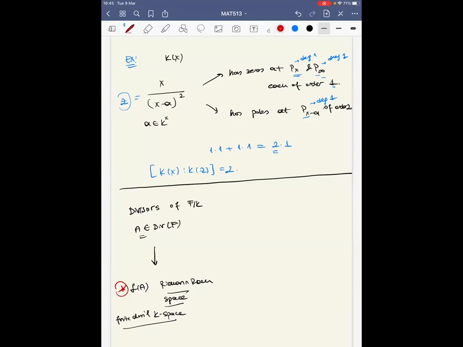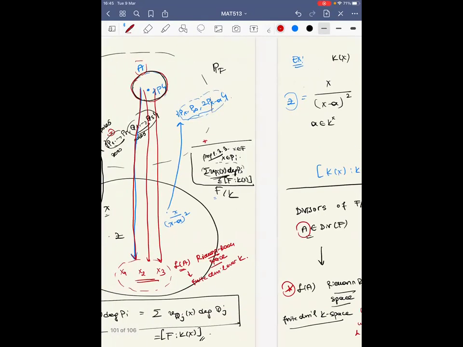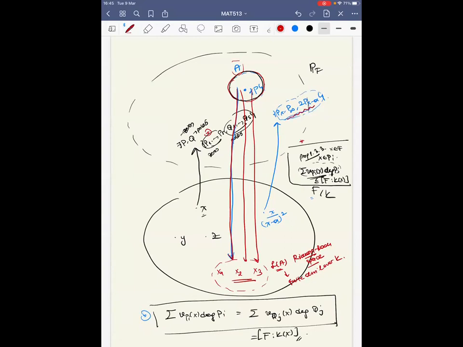Let me write the Riemann-Roch space with respect to this finite set A. And particularly it will contain functions with prescribed poles and zeros counting their multiplicities. So that means counting their orders, like in this case.